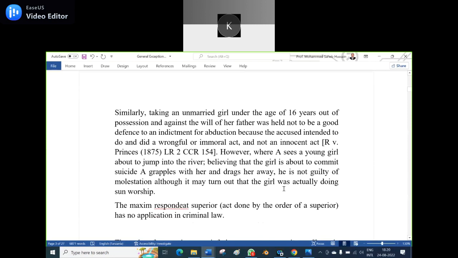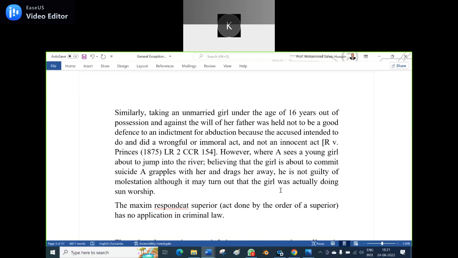Similarly, taking an unmarried girl under the age of 18 years out of possession and against the will of her father was held not to be a good defense to an indictment for abduction because the accused intended to do and did a wrongful or immoral act. Because that girl has not crossed the minority and without the will of the father, he has kidnapped her. So the act itself is immoral and illegal. This was decided in R versus Prince.